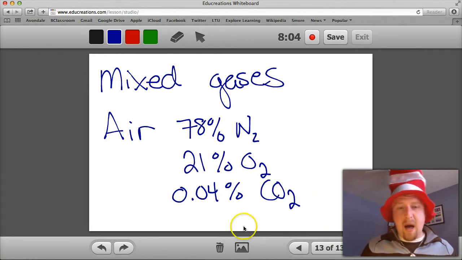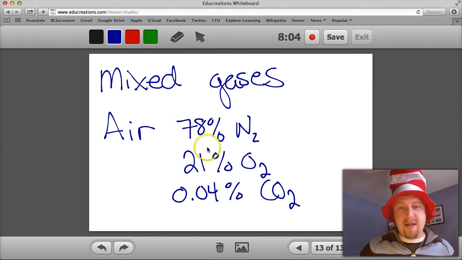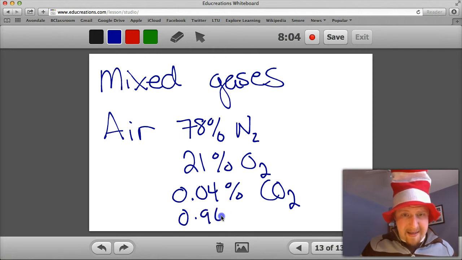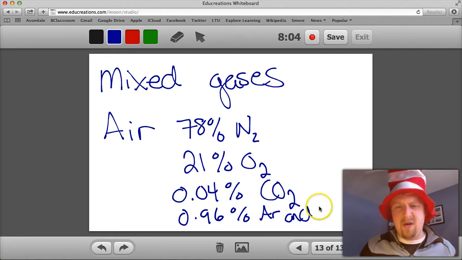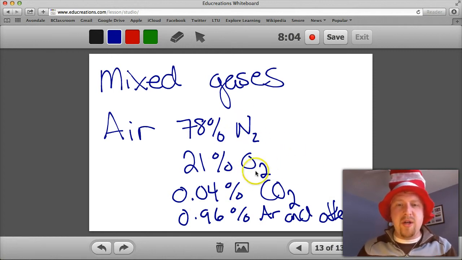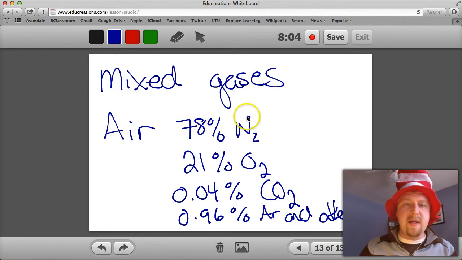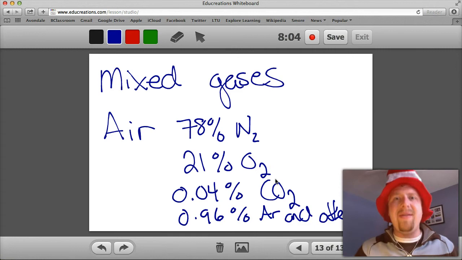And there's actually about 0.93, I mean, it's a pretty small amount. So if we see this is 99%, so let's just say 0.96% argon and other small gases. Okay, so this is air. And if we were to measure just the pressure of the nitrogen, the oxygen, the CO2, and the argon, we would see that they each contribute to the pressure of air, but they're not all at the air pressure.